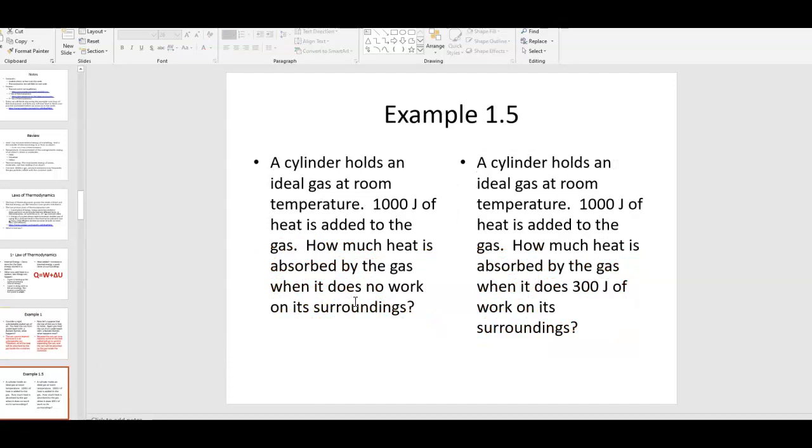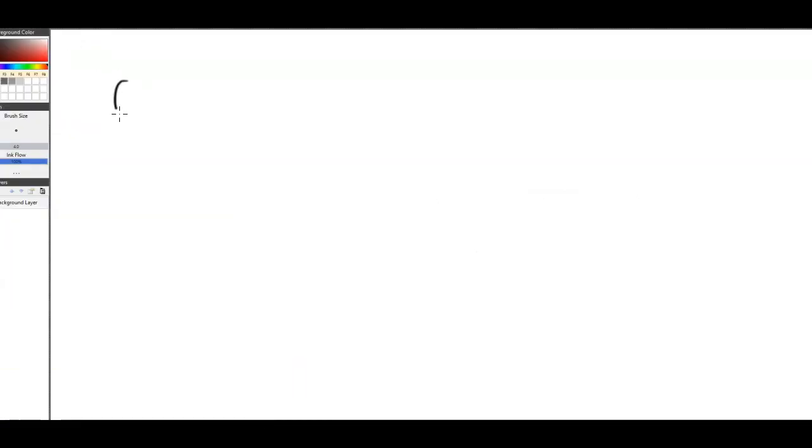Now, example 1.5, it says a cylinder holds an ideal gas at room temperature. 1,000 joules of heat is added to the gas. How much heat is absorbed by the gas when it does no work on its surroundings? Okay, so pause here. I'm going to do this question over here on my whiteboard. The first question, we're told 1,000 joules of heat is added to the gas inside a container. Okay, so heat is added, so that is our Q.